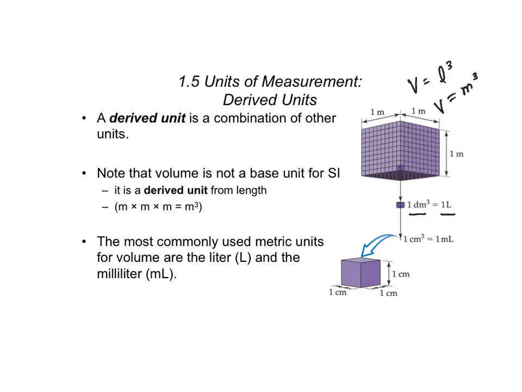Probably not, right? So if we go down just one more order of magnitude, the milliliter, which is what you'll actually probably be measuring quite a bit of, is defined as a centimeter cubed, okay? So centimeter cubed is equal to 1 milliliter. And again, this kind of gives you an idea of the size and scope of each of these things, okay?